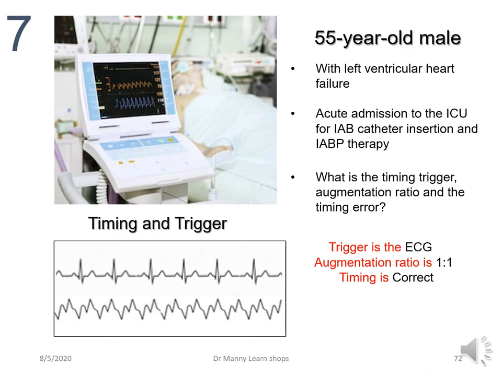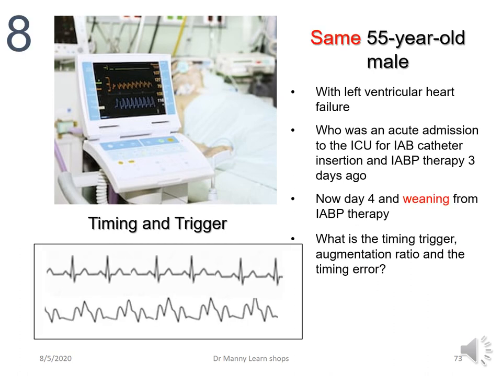Timing is correct. Now you've got the same 55-year-old male with left ventricular failure who was an acute admission to the ICU for IABP insertion and therapy about 3 days ago. Now he's day 4 and weaning from IABP therapy. Have a look at the waveform now. What's the timing trigger? What's the augmentation ratio? And is there a timing error?